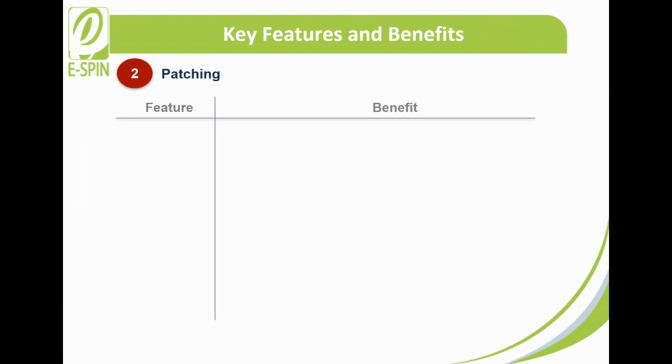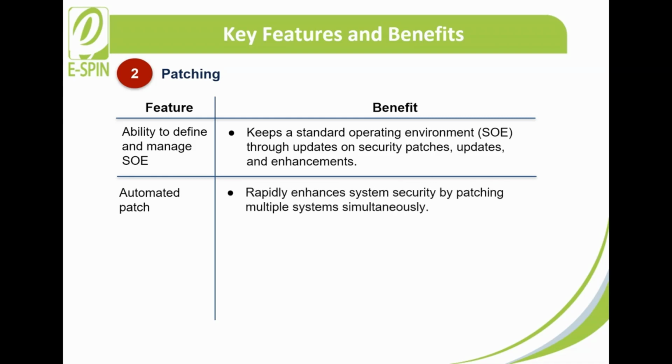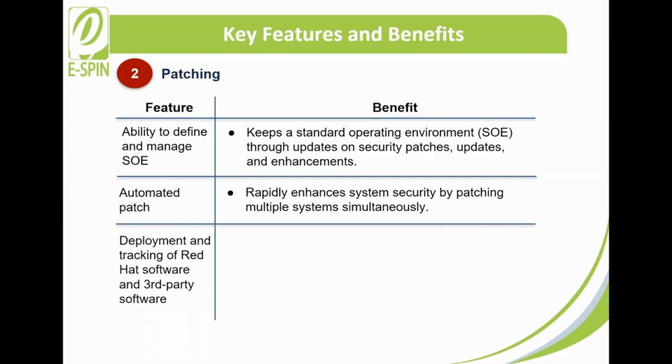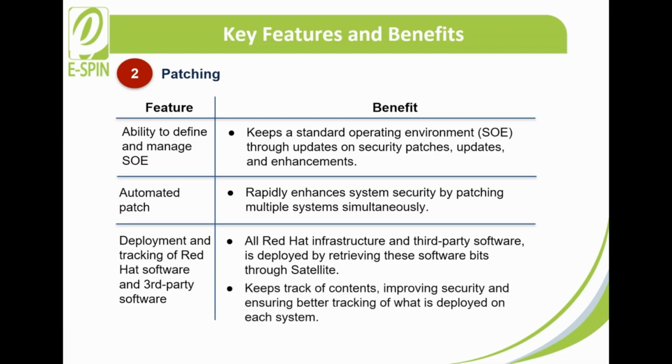2. Patching. Ability to define and manage a standard operating environment, SOE. Red Hat Satellite keeps a standard operating environment, SOE, through updates on security patches, updates, and enhancements. Automated patch. Red Hat Satellite rapidly enhances system security by patching multiple systems simultaneously. Deployment and tracking of Red Hat software and third-party software. All Red Hat infrastructure, along with third-party software, is deployed by retrieving these software bits through Red Hat Satellite. Once Satellite acquires this content, it keeps track of it, improving security and ensuring better tracking of what is deployed on each system.